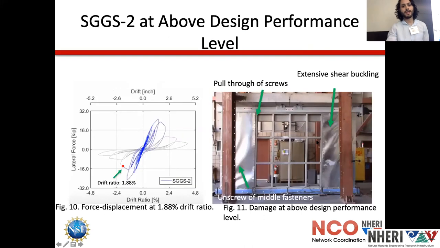Above the design performance level, we can observe here in the force displacement curve that the specimen is losing strength. The damages at this performance level were some pull through of the screws, unscrewing of the middle fasteners, as well as extensive shear buckling of the steel sheet.